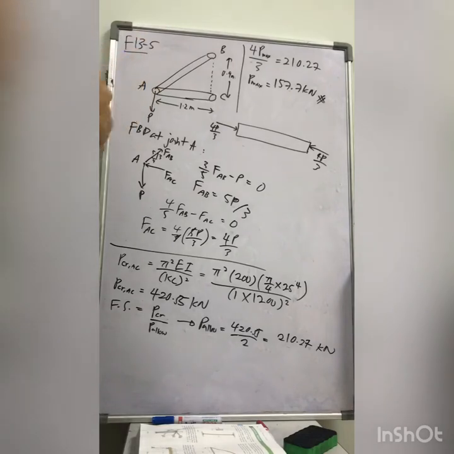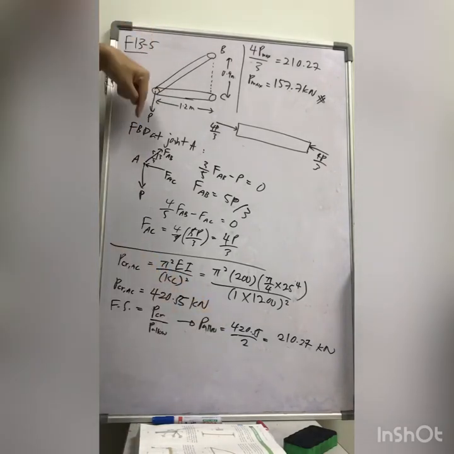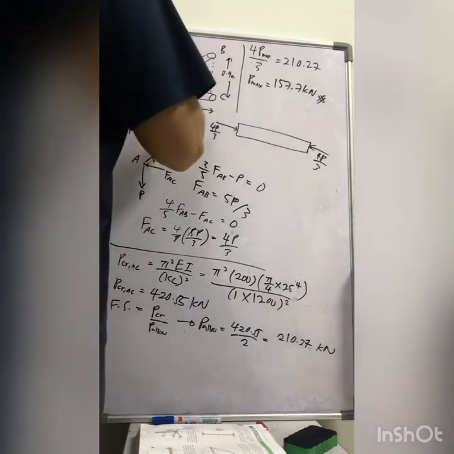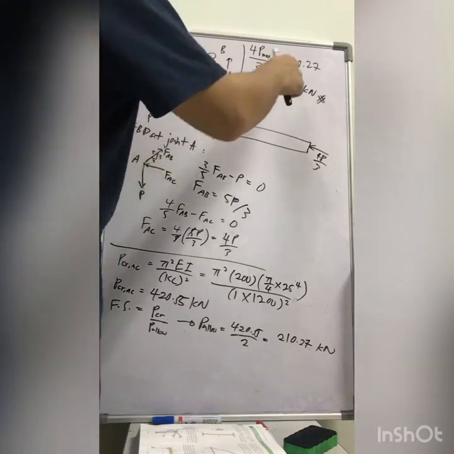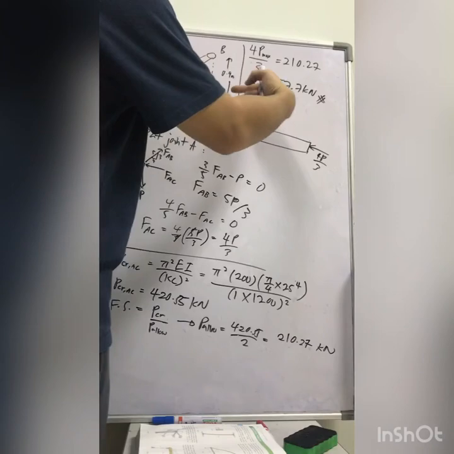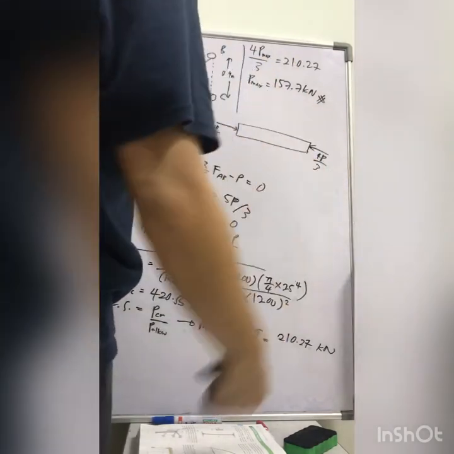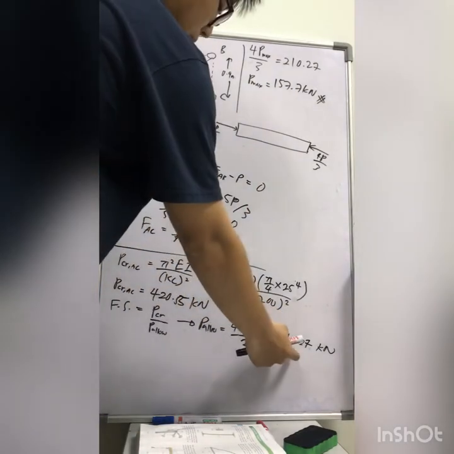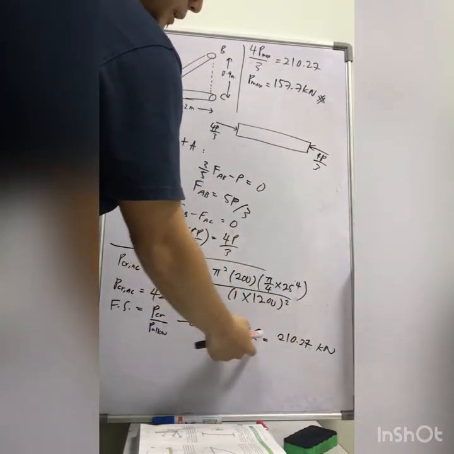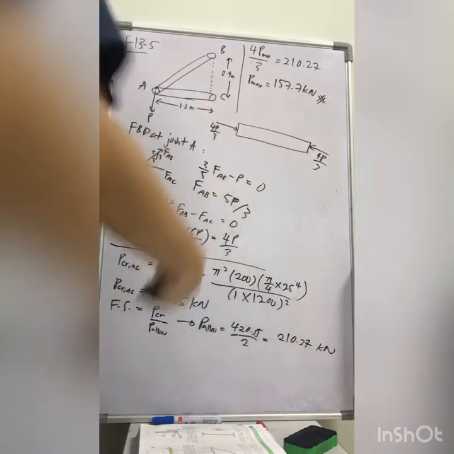Okay, how to interpret this? If you apply 157.7 kilonewton P at this joint A, vertically, the compressive force of 210.27 kilonewton will be applied to the column member AC. And this one, with the factor of safety of 2, is half of the critical buckling load of this column itself.